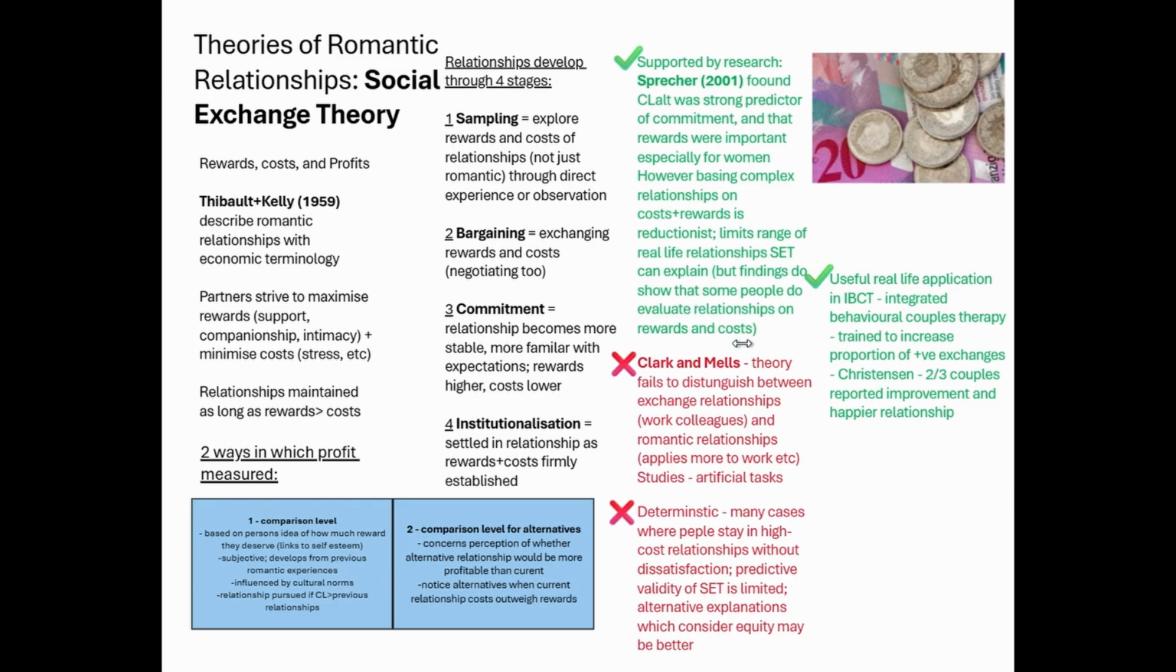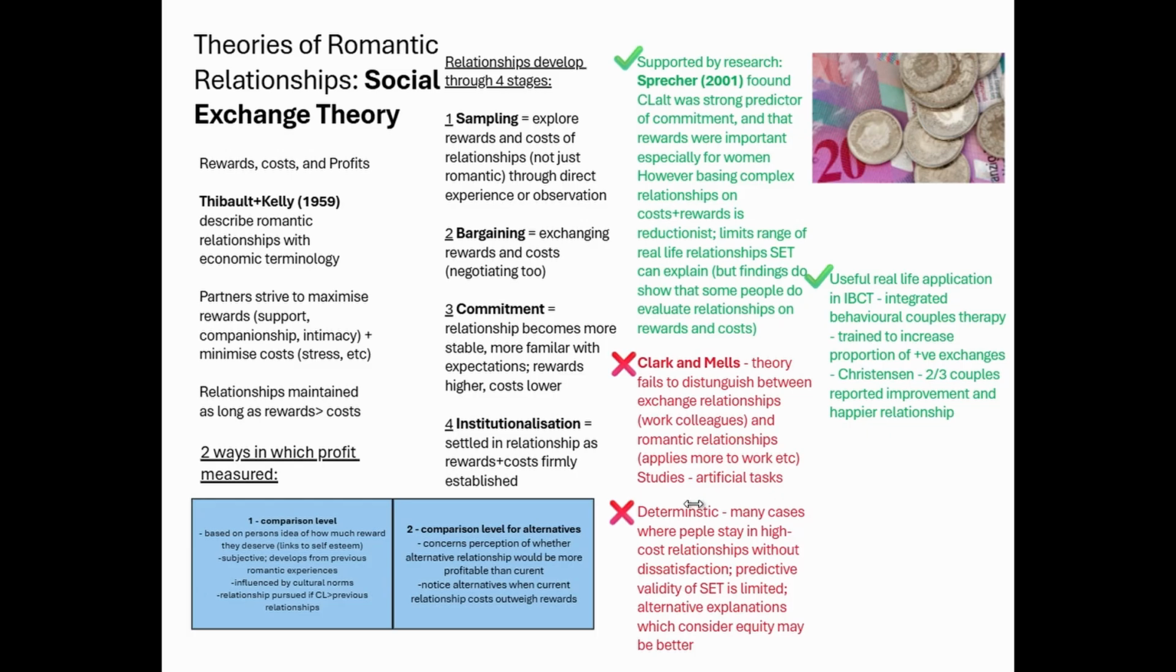Clark and Mills, however, found that the theory fails to distinguish between exchange relationships, like work colleagues, when you go to work, and romantic relationships. So it applies more to your job and your work colleagues, rather than your romantic relationship. And this is because the studies done on social exchange theory often have artificial tasks.